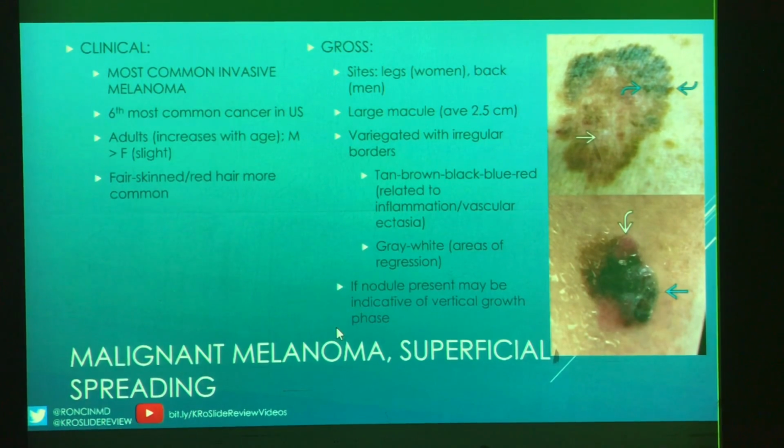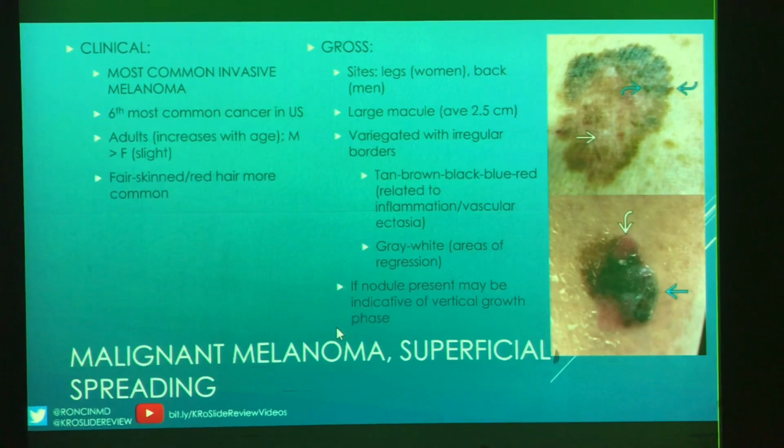These are relatively large macules. They average at least 1 inch in diameter. You can see from the pictures how variegated they can be with very irregular borders. Again, they can have a large range of appearances, and those gray-white areas, you can see a little bit of it maybe in the top lesion. Hard to tell on the bottom because it kind of looks wet, but those are areas of regression when you have those gray-white areas.